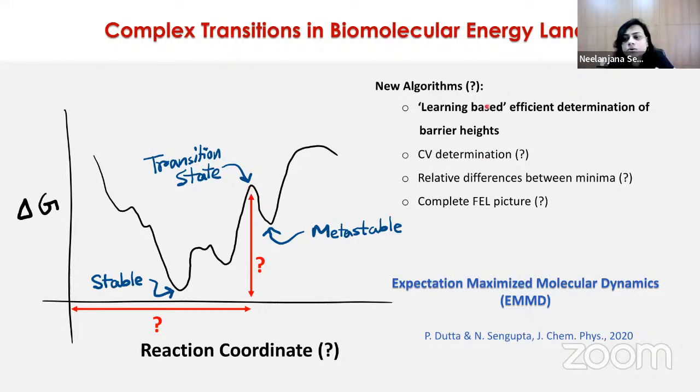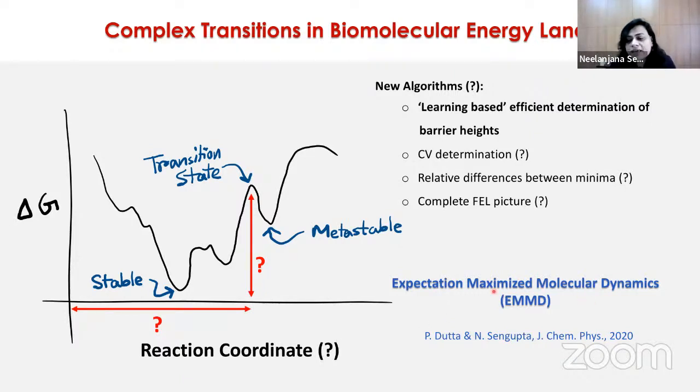Okay, so as we have been hearing, since this is the second day of RARE, this is what the RARE conference is about, I understand: can we discover novel methods? Can we efficiently determine, can we come up with learning-based algorithms? Can we find efficient ways of looking at these reaction coordinates? Essentially, can we complete the free energy picture here?